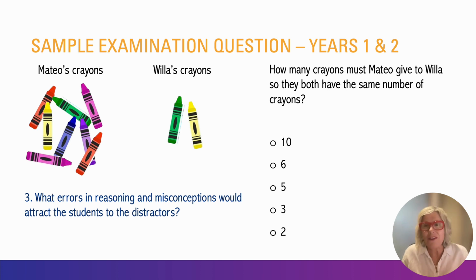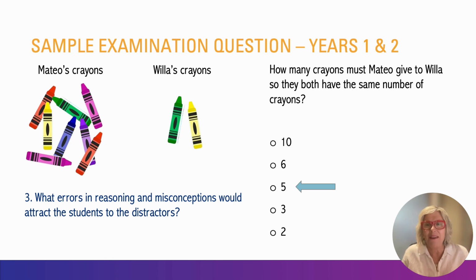So let's work through each distractor in this question. 10. Well, this is a reading decoding error. Students may not understand what the question is asking, so they simply add all the pencils together. 6. Well, this is a comprehending error. They have simply compared and then calculated how many more pencils Matteo has.